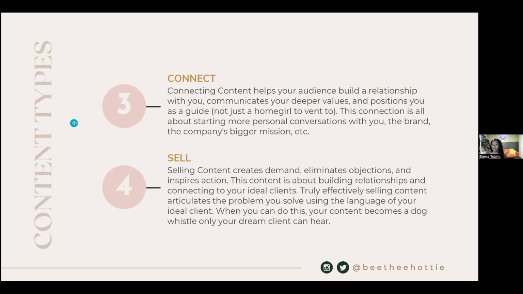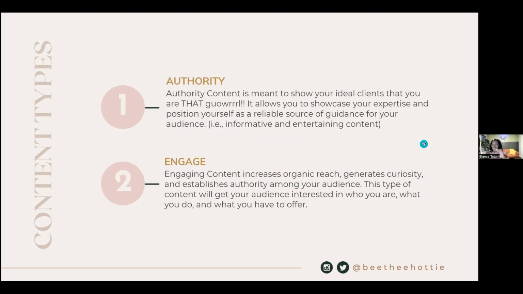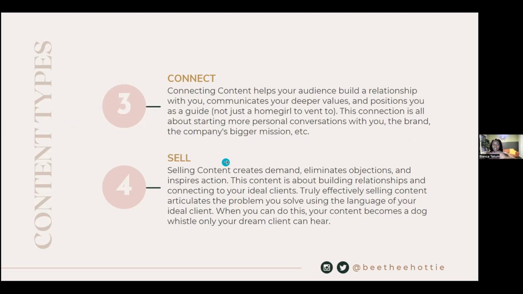So those are the 4 different content types: authority, engage, connect, sell. And I see some of you have already shared the areas where you struggle, and that's where the Amplify Your Authority prompts come in. I've thought of some ideas already, so you don't have to start from scratch. And like Kristen said, utilize ChatGPT to dig even more into those prompts to give you full outlines of how you can show up online in your content.